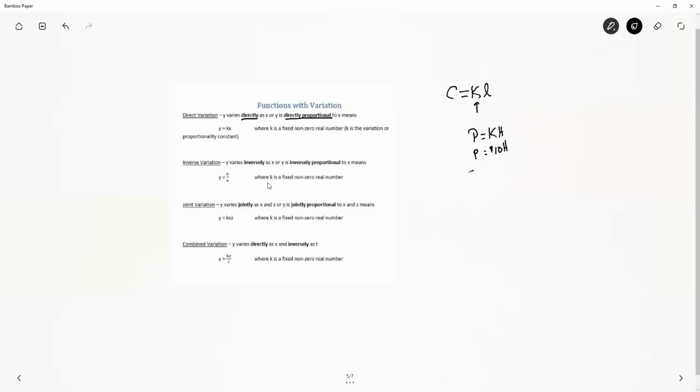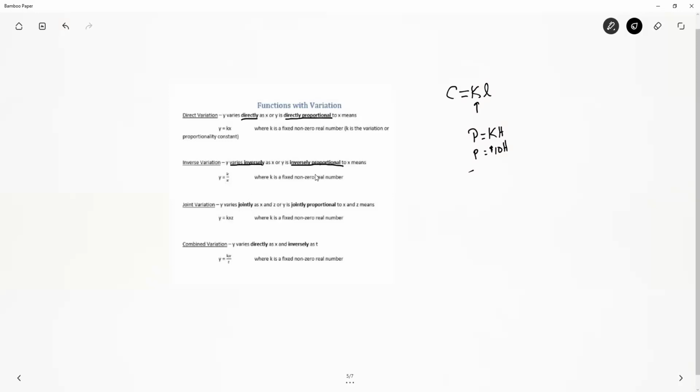Inverse variation means Y varies inversely or is inversely proportional. Those are the keywords that you're looking for. And what that means is as one goes up, the other goes down. So maybe the amount of time that it takes you to paint a fence will go down as the number of people that are painting the fence goes up. So obviously the more people, the less time, the less people, the more time. So that's an inverse relationship.